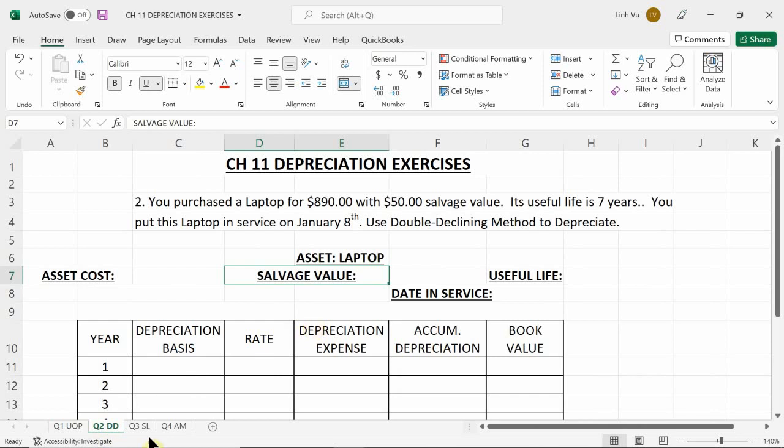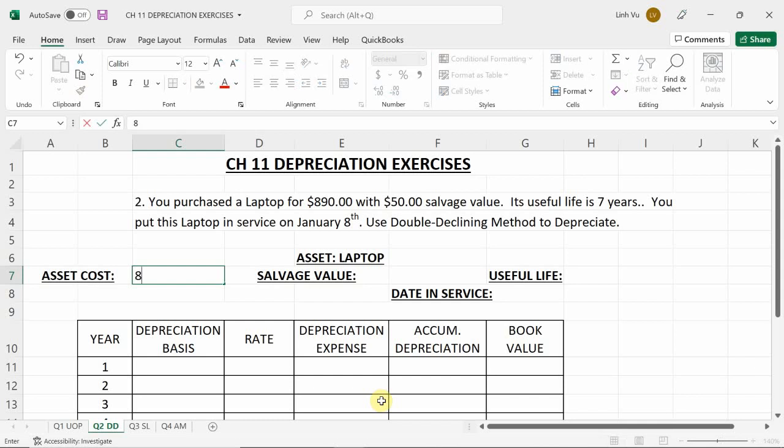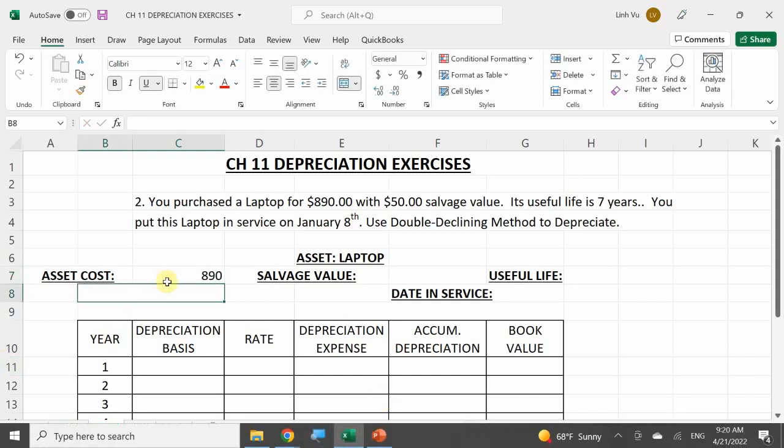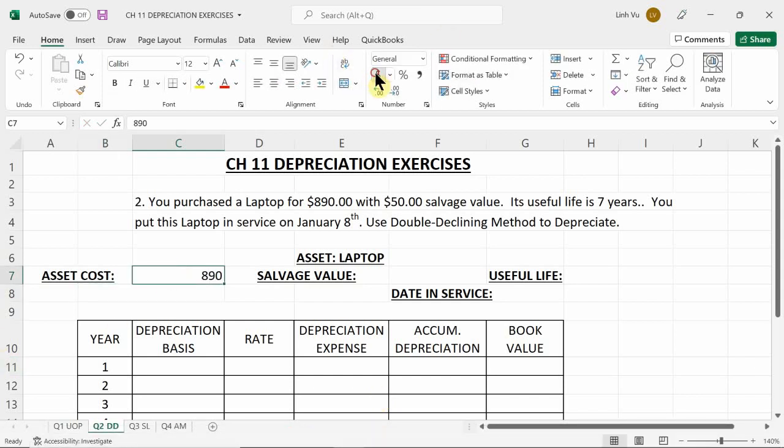So what was my asset cost? 890. What's my salvage value? It's 50. Okay, you do it, Stacy. All right, my turn. What is the estimated useful life? 7 years. And when did you place it into service?